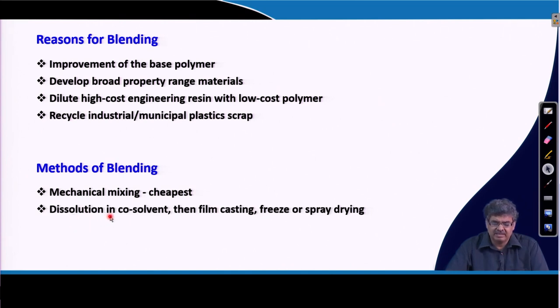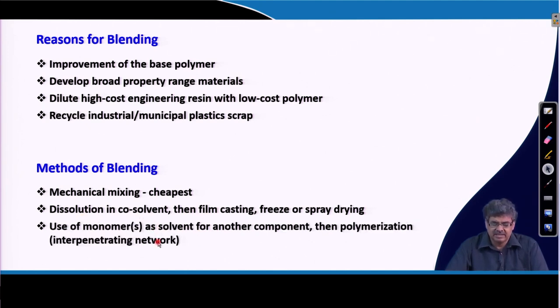It can be done by dissolving the polymers in a common solvent and then casting a film, or by freeze drying or spray drying. But this is a most costly affair, and the use of solvent is also hazardous. And we can use a kind of polymerization technique where one polymer is used as a solvent, and we polymerize the other monomer in presence of that polymer. So, it gives kind of an interpenetrating network, but it's not a true blending process, because we are not mixing two polymers.